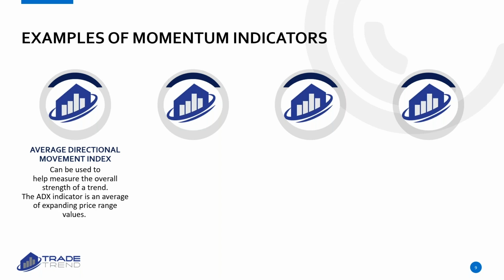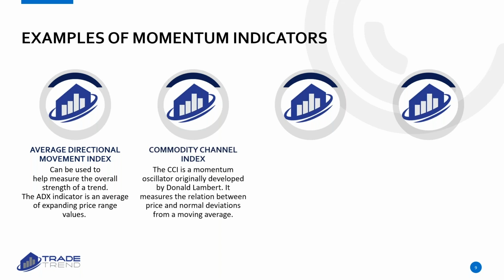It does a pretty nice job at measuring trend strength. Then we've got the commodity channel index, often referred to as the CCI. It was developed by Donald Lambert, and it measures the relation between price and normal deviations from a moving average. So again, a valuable momentum tool when used correctly.